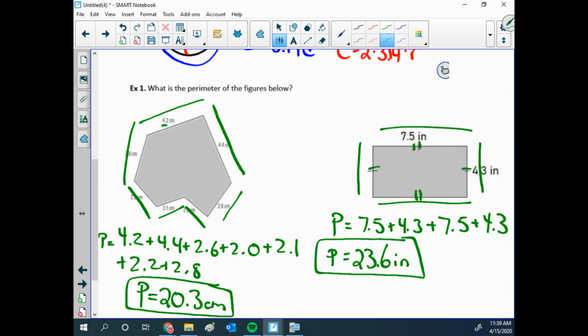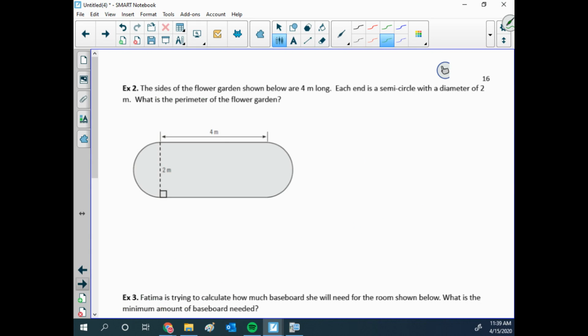Right, so that's for a polygon, just some straightforward shapes there. Now we're going to look at what's called a composite object or a composite shape. A composite shape is made up of multiple shapes. So here it says this is a flower garden. Each end is a semicircle. What is the perimeter of the flower garden?